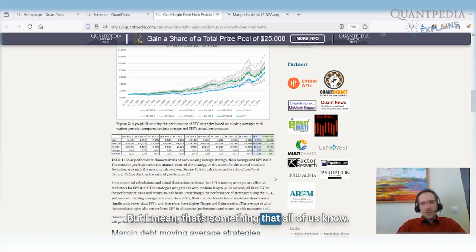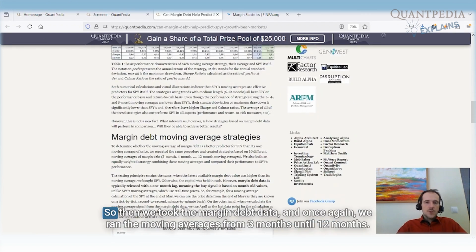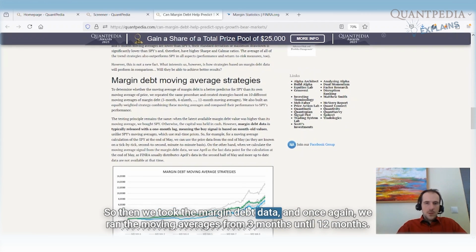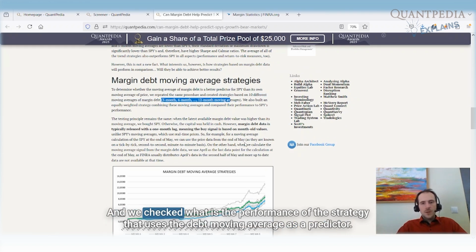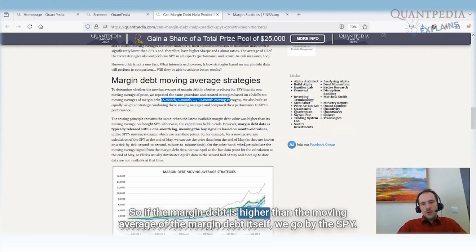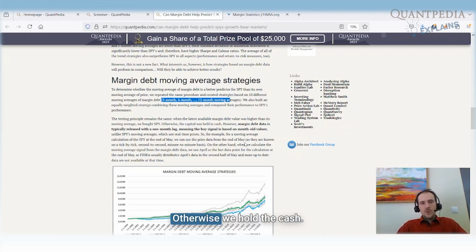But that's something that all of us know. So what about the margin debt? We took the margin debt data, and once again we ran the moving averages from 3 months until 12 months, and we checked the performance of the strategy that uses that moving average as a predictor. So if the margin debt is higher than the moving average of the margin debt itself, we will buy the SPI, otherwise we hold cash.